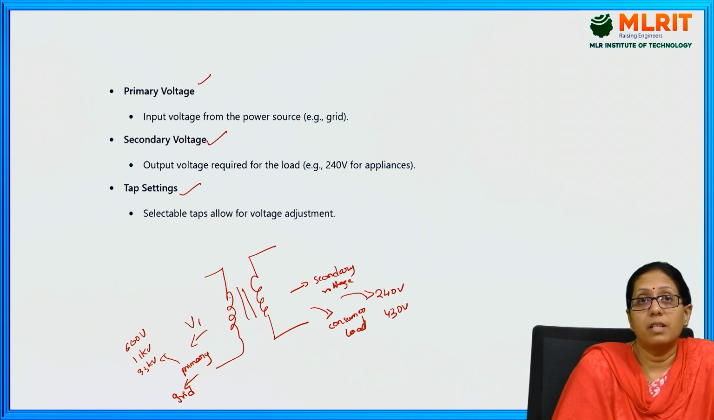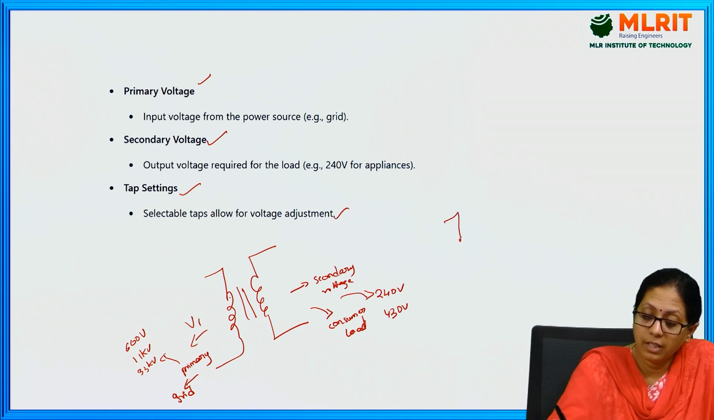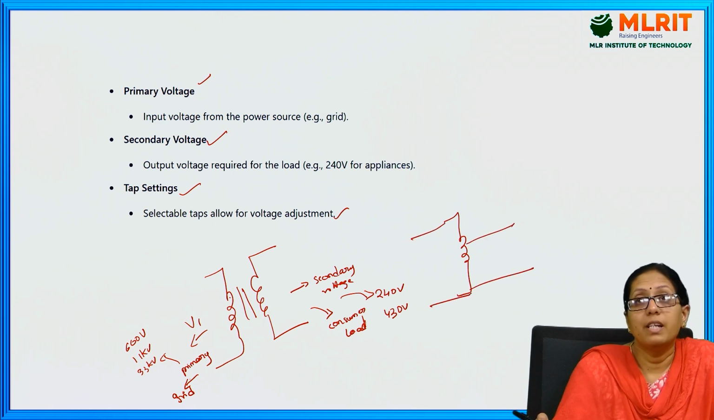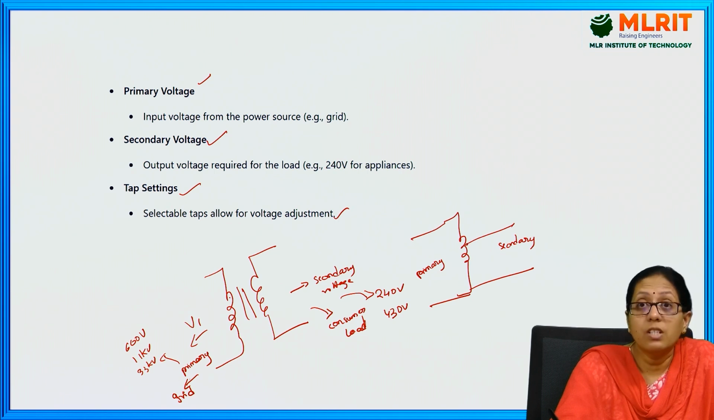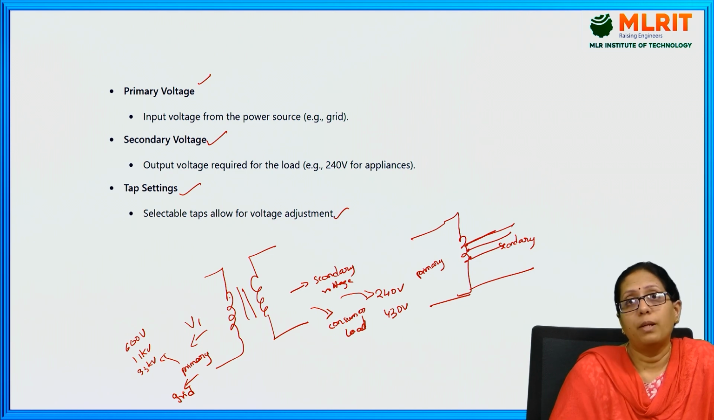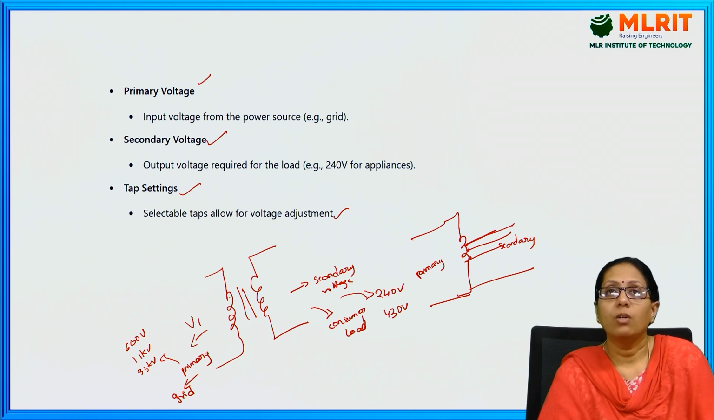Next one is tap settings. Selected tap settings allow for voltage adjustments. Like if you take the example of an auto transformer, where the same winding is used for primary as well as secondary, the tap settings may be adjusted to here or here or here. So these tap settings should be done properly in order to adjust the secondary voltage.